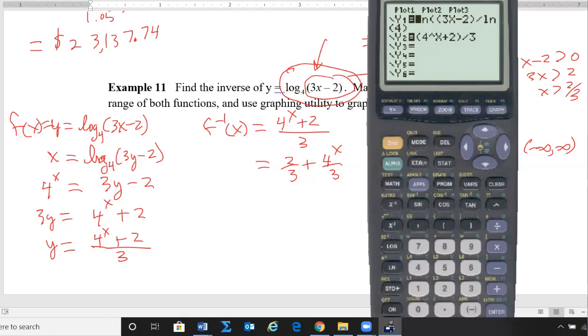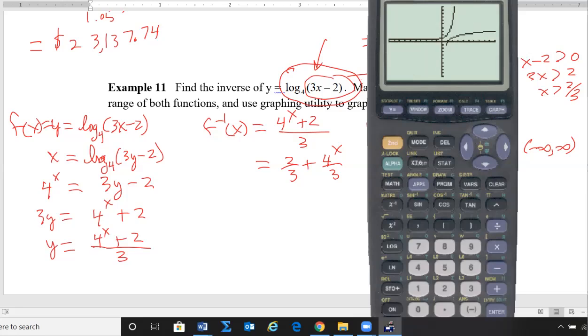Here is the TI in action. I've got the natural log function here, and you have to use this conversion, in other words, use the definition for the log with a base 4 by using that conversion, and then you'll use that to get the graph. We don't have a log base 4 function on the calculator, so you have to use this. I have them both in here, the inverse and the function itself, and then just do a graph.